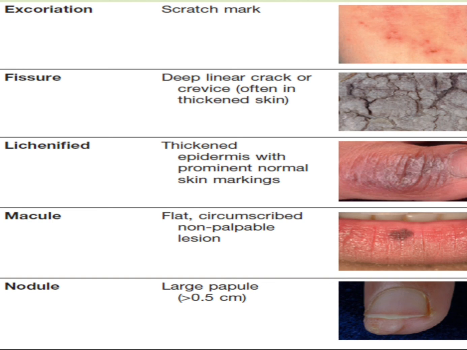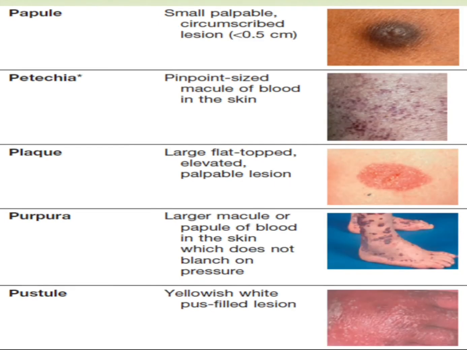Fissure is a deepening crack or crevice. Lichenified, thickened epidermis with prominent normal skin markings. Macule, a flat circumscribed non-palpable lesion. Nodule, large papule which is greater than 0.5 cm. Papule, small palpable circumscribed lesion which is less than 0.5 cm. Petechia, pinpoint-sized macule of blood in the skin. Plaque, large, flat-topped, elevated palpable lesion.